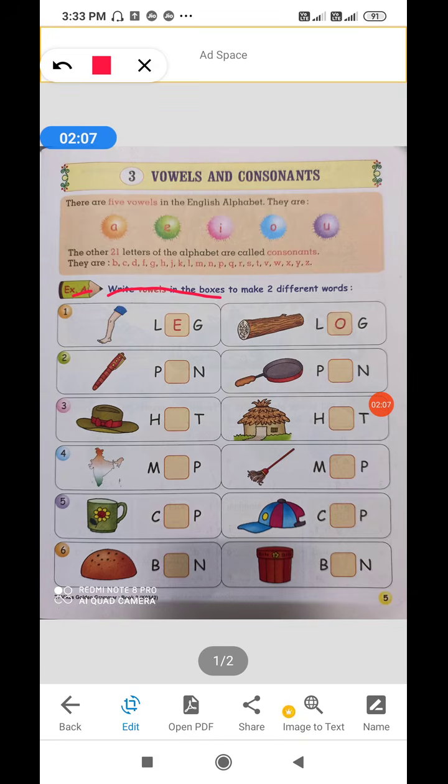Write vowels in the boxes to make different words. Write vowels. Vowels means A, E, I, O, U.